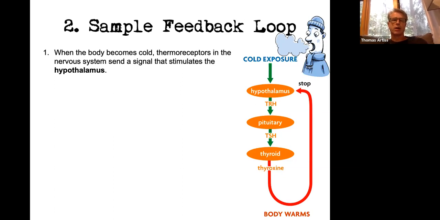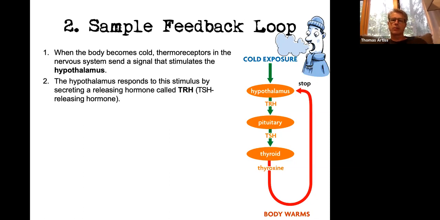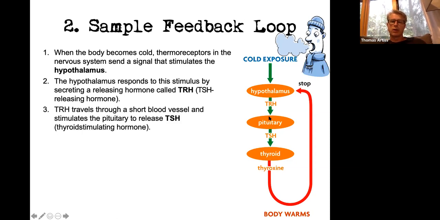Again, the first thing that happens is our body becomes too cold, so thermoreceptors in the hypothalamus detect this. The hypothalamus responds to this by secreting a hormone called TRH. TRH stands for TSH releasing hormone. That's the T, the TSH, releasing hormone. That TRH travels just an inch or two down to the pituitary gland below it. The pituitary gland releases TSH.